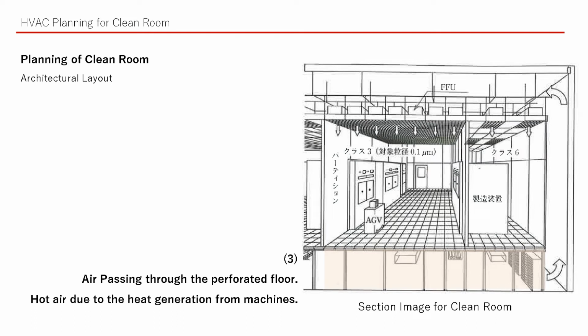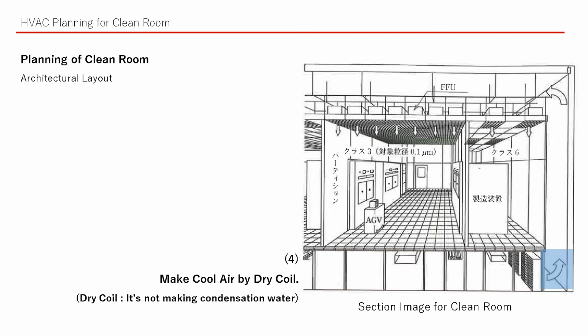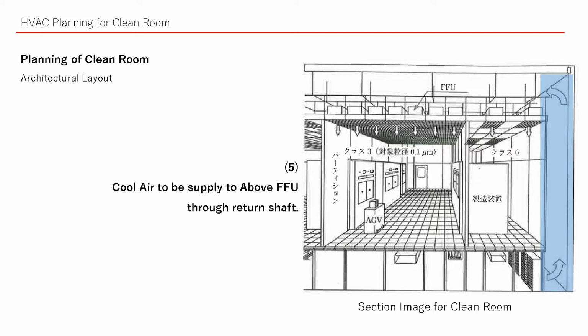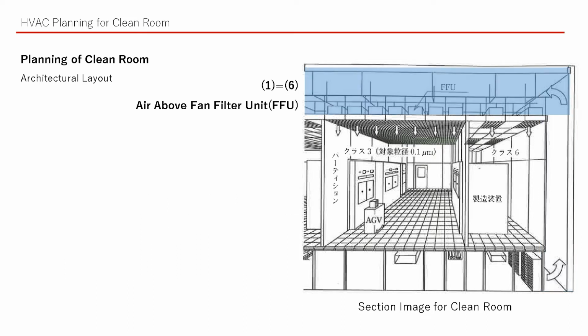Hot air is generated due to the heat from machines. 4. Make cool air by dry coil. Dry coil means it does not make condensation water from the cooling coil. 5. Cool air is supplied to above the fan filter unit through the return shaft. Then it comes back to the start situation.